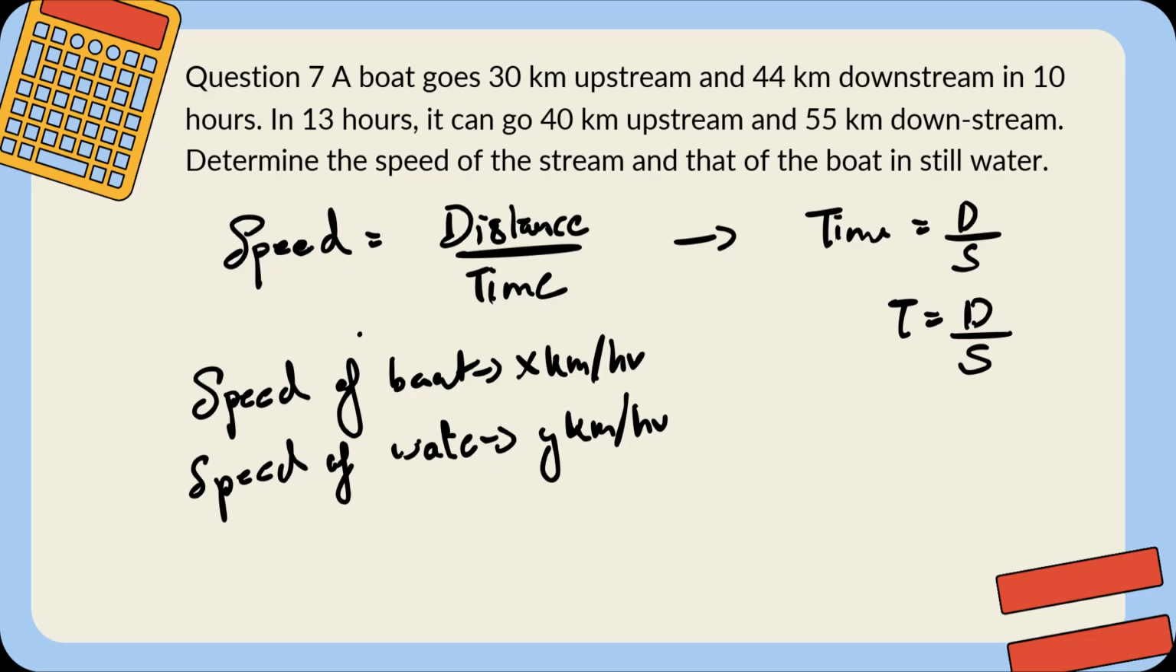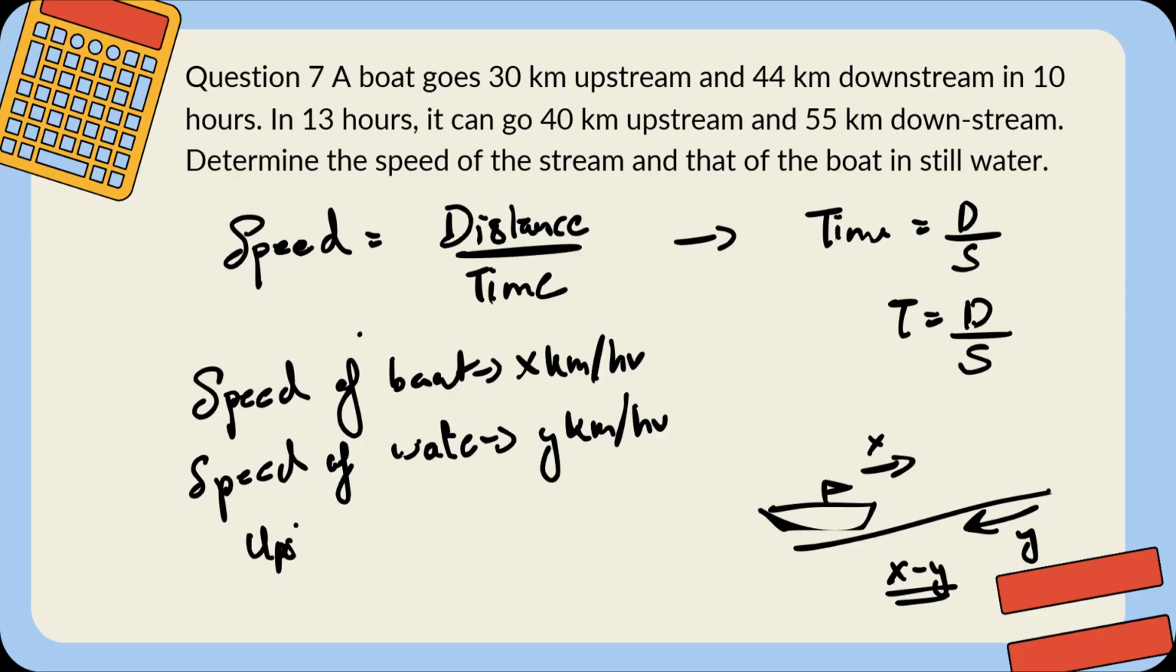Whenever we are traveling on a boat, the water will be flowing in a direction, right? So let me just draw a boat. Now what is upstream? Let's say the stream of water is coming towards you, and you're going against it, towards the water. So this is x minus y. This is upstream. So upstream means x minus y.